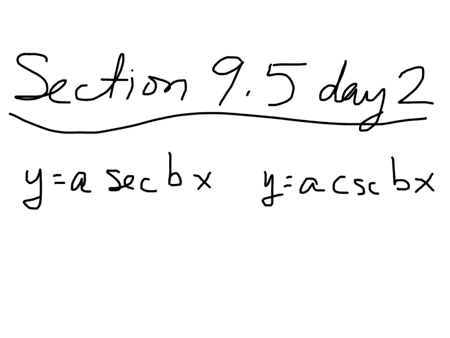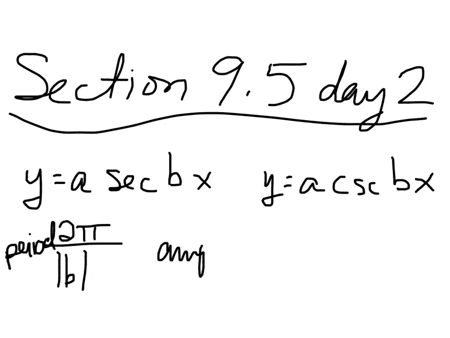Getting back to some things with this, the period. Remember, this is a different period than tangent and cotangent. The period we had for these was 2 pi over b. What's the A stand for? Not the period. A dealt with the amp. What was the amp again? Like how high up or down it went, right?